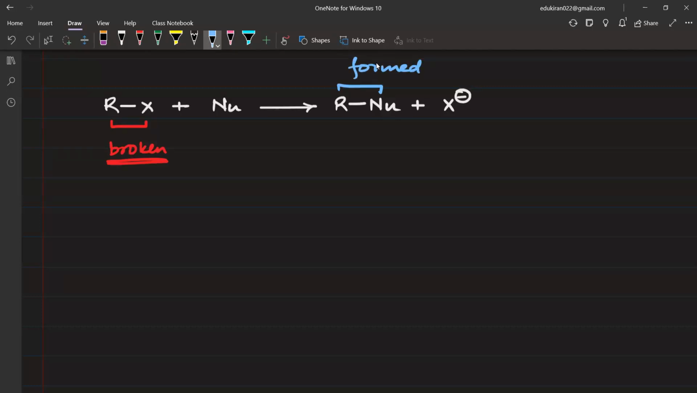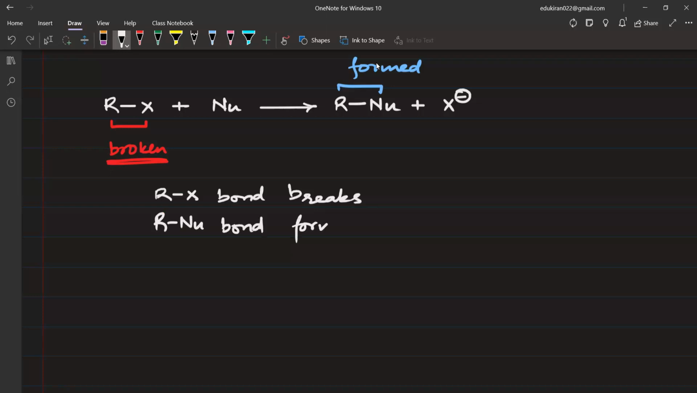There are two things happening. What is happening? First of all, the R-X bond breaks, and the R-Nu bond forms. Now, we have two things happening. The R-X bond breaks and the R-Nu bond forms.